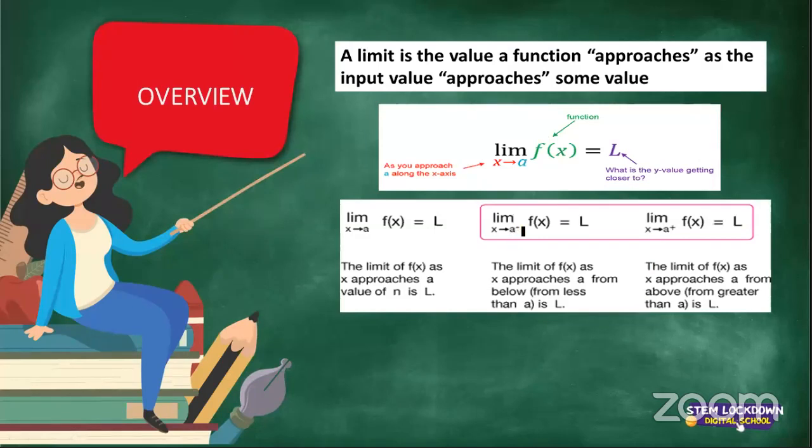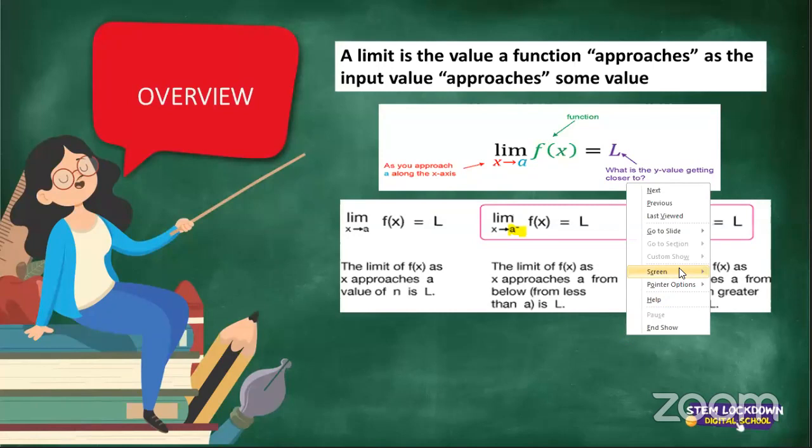So if we have this, the a with the negative just says from the left. If you're approaching from the left, then this is how we represent our limit. And then if you're approaching from the right, let me use a different color.